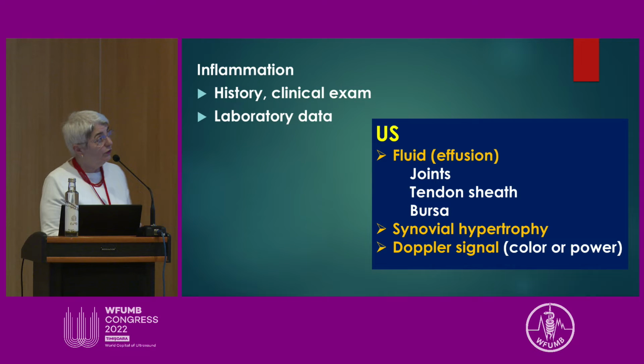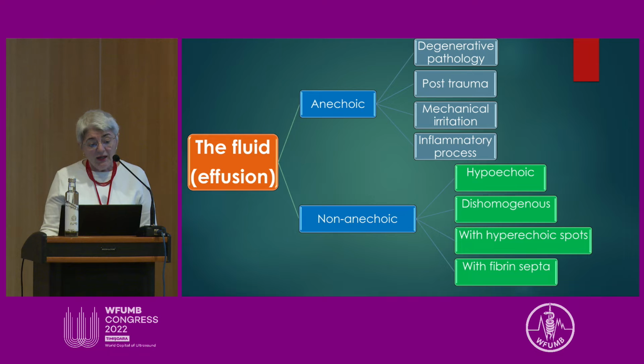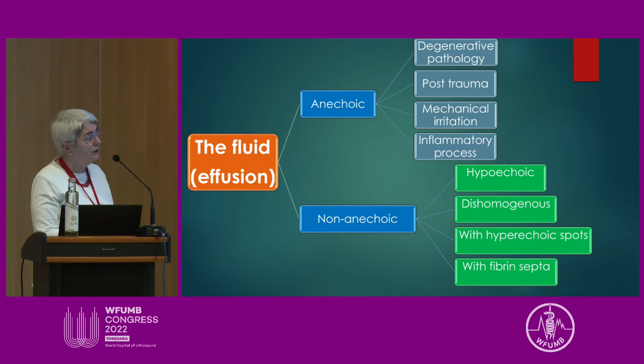And then we do ultrasound. What are we looking for? First, fluid, I mean effusion in a joint, in a tendon sheath, in a bursa. Then look for synovial hypertrophy, and finally, only finally, for Doppler signal. Talking about fluid, we can split it into two aspects: anechoic or non-anechoic. If the fluid is anechoic, we can think of degenerative pathology, post-trauma, mechanical irritation, or inflammatory process.